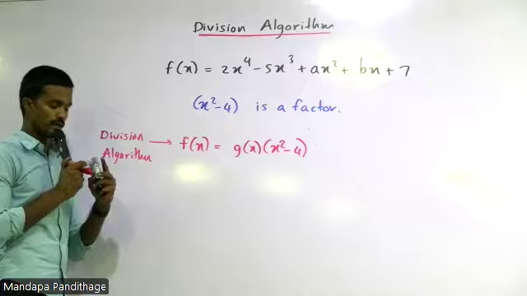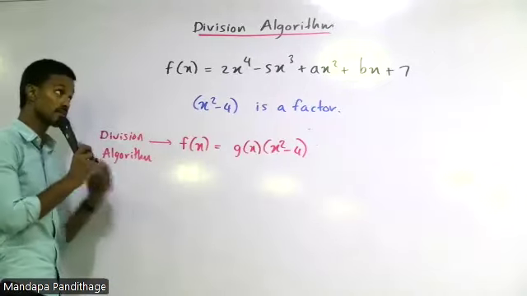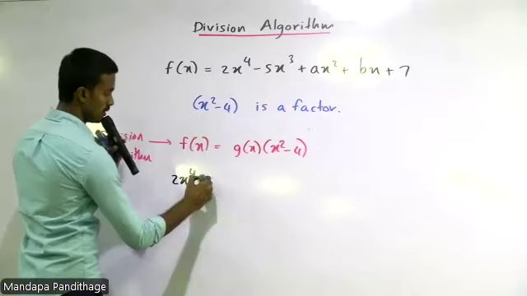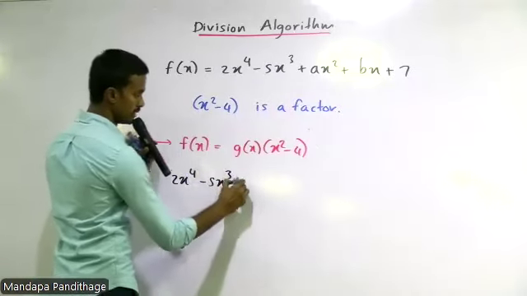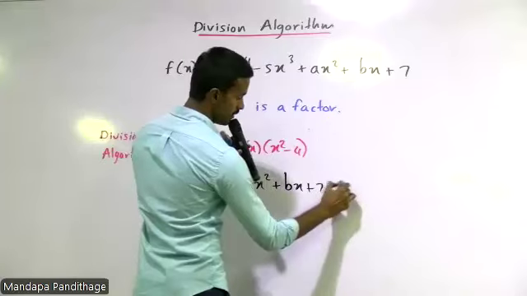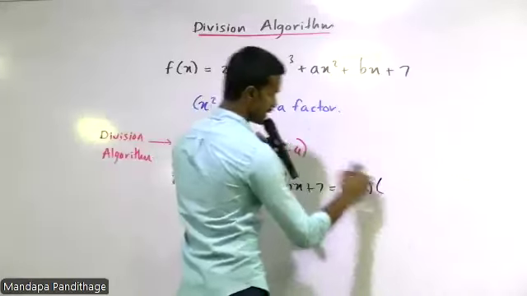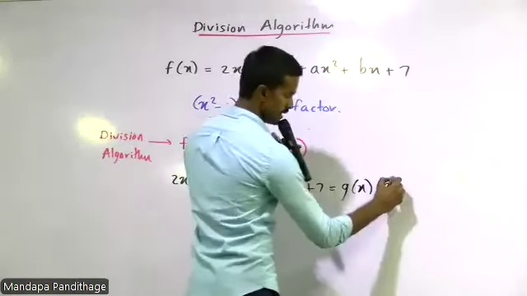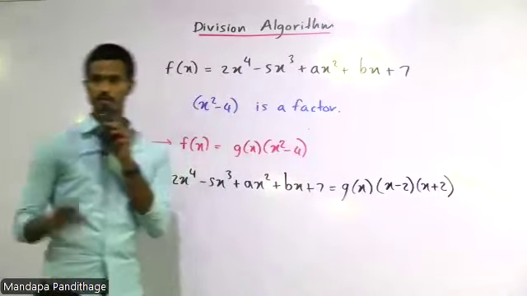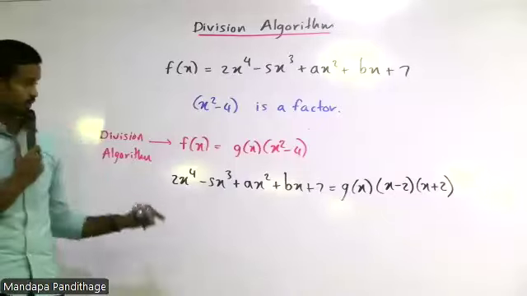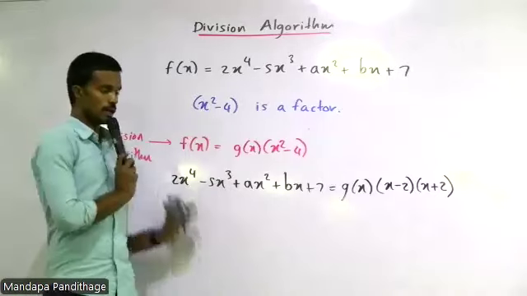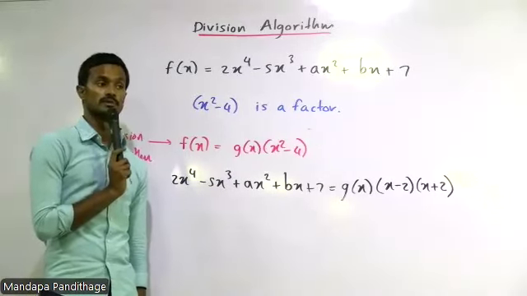Good. Now if I write f(x), what is f(x)? 2x^4 minus 5x cubed plus ax squared plus bx plus 7 is equal to g(x) times, I can factorize this, difference of two squares, (x minus 2) and (x plus 2). Clear? Now tell me, how many unknown terms can you see in this equation? How many unknown terms can you see in this equation?